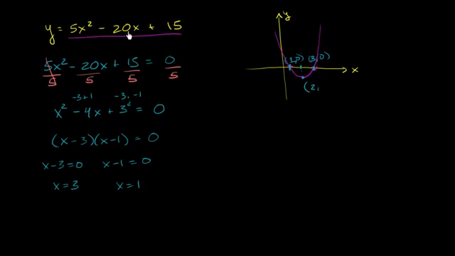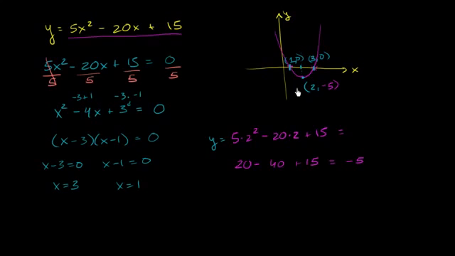And now we just have to substitute back in to figure out its y-coordinate. When x equals 2, y is going to be equal to 5 times 2 squared minus 20 times 2 plus 15, which is equal to, let's see, 2 squared is 4. This is 20 minus 40 plus 15. So this is going to be negative 20 plus 15, which is equal to negative 5. So this is the point 2, comma, negative 5.